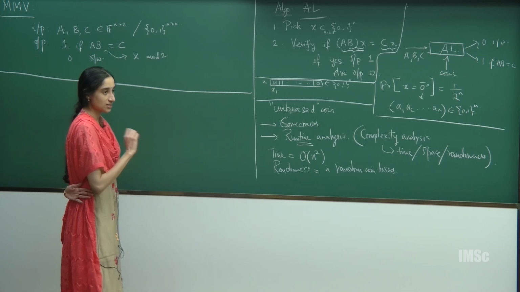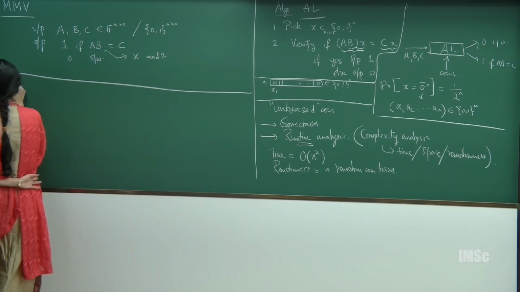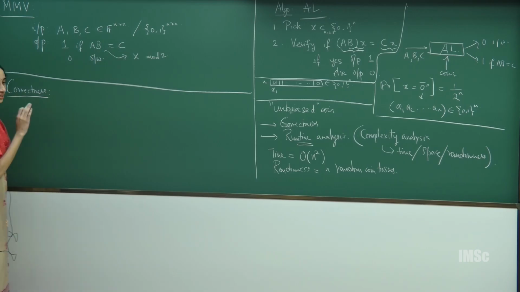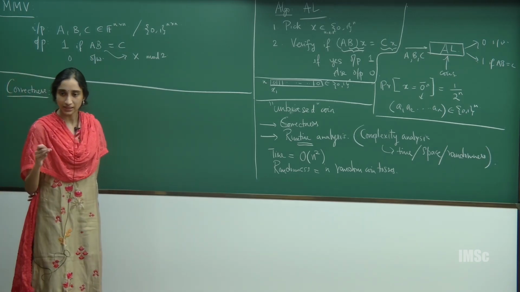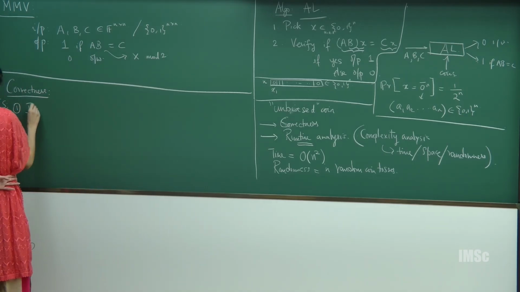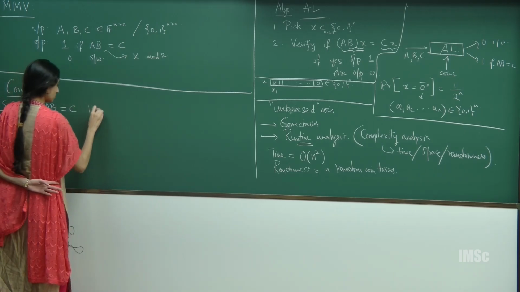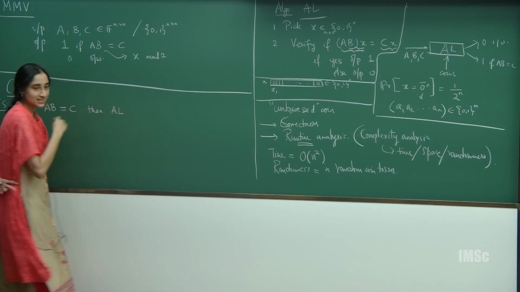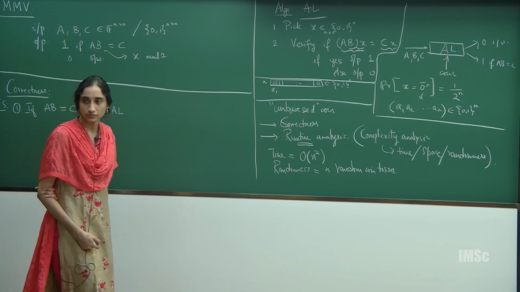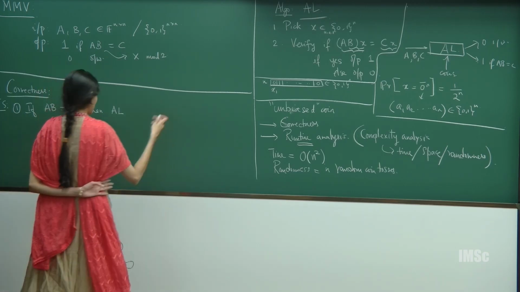So now we have to do the correctness analysis. Is it okay? So what should you show for correctness? What he said, soundness and other things. Either the input is a yes instance or it is a no instance, right? There are 2 possibilities. So the first thing we need to show is if AB is equal to C, then the algorithm, AL, should output what? 1 or yes, right?